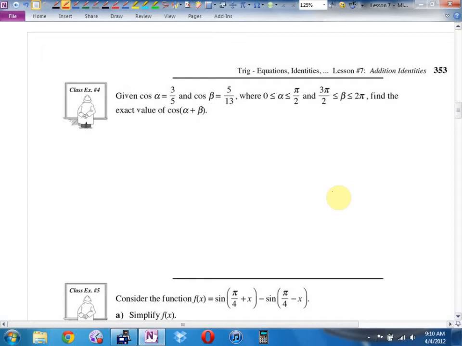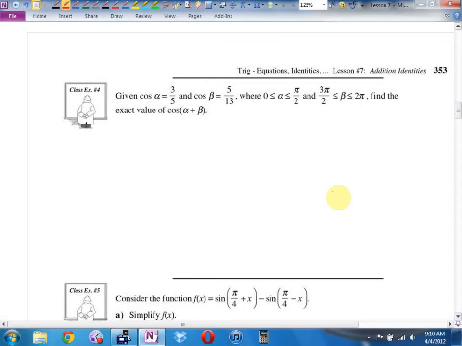Given cos of alpha is 3 over 5, and cosine of beta is 5 over 13, and then I think it's telling me what quadrant those angles are in. That's probably going to help me figure out whether certain things are positive or negative using the CAST rule. Let's say alpha is between 0 and pi by 2, so it's in this quadrant, and beta is between 3 pi by 2 and 2 pi. I'll sketch that in a second. What does it want me to find? The exact value of what?